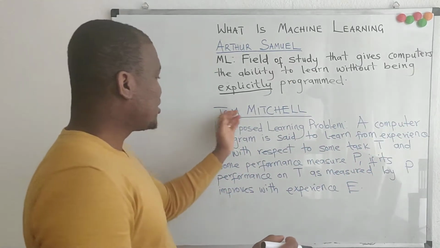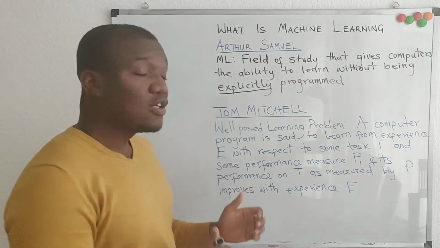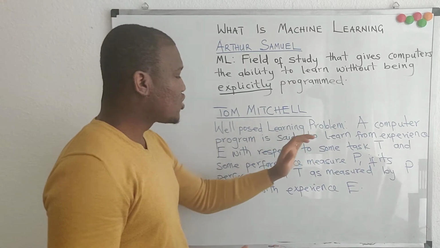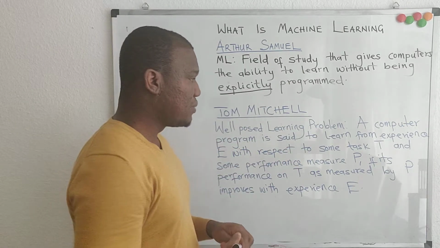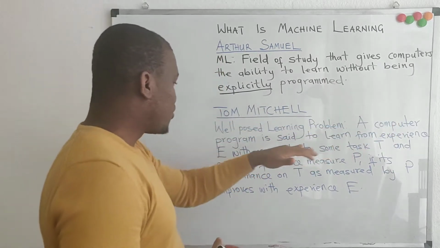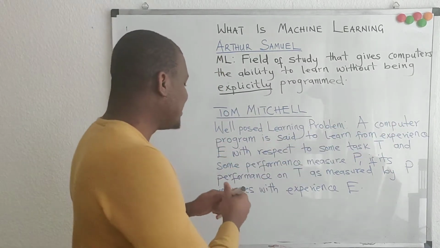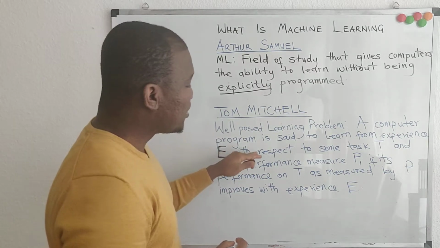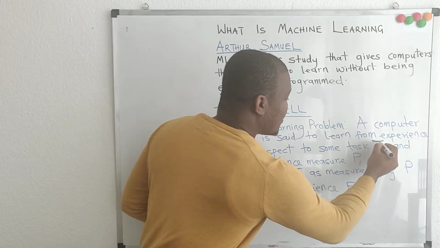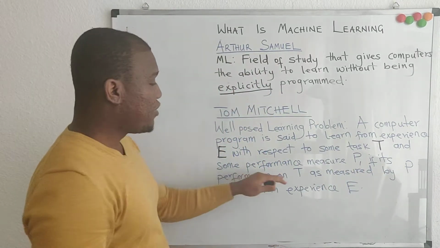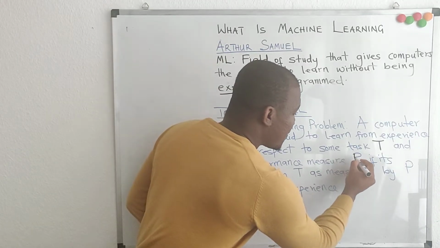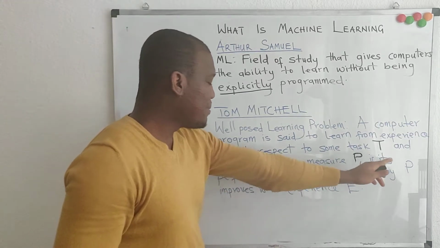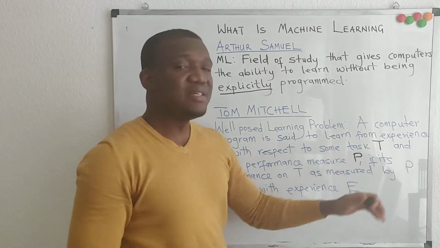Okay, so Tom Mitchell also came up with another good definition of machine learning, and this is what Tom Mitchell describes as a well-posed learning problem. He says a computer program is set to learn from experience E, okay, it's set to learn from experience E with respect to some task T and some performance measure P, if its performance on T as measured by P improves with experience E.